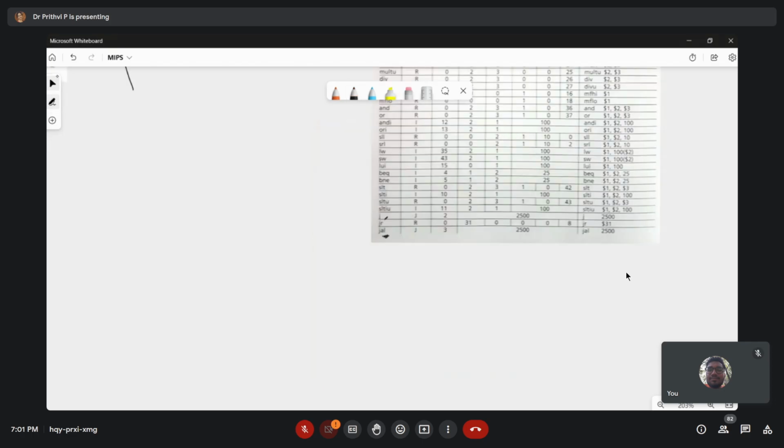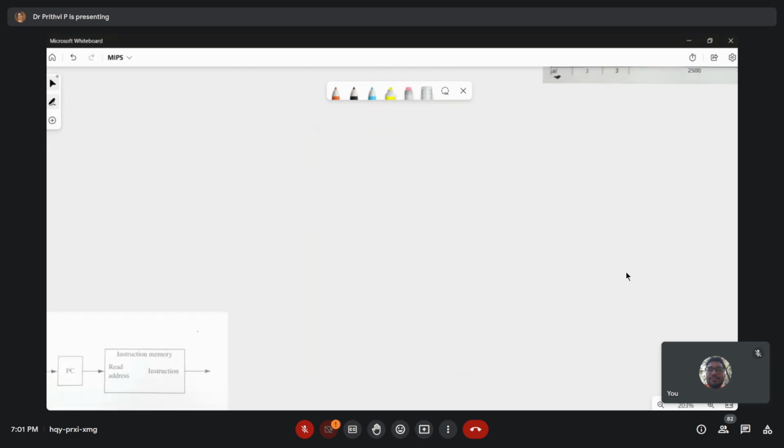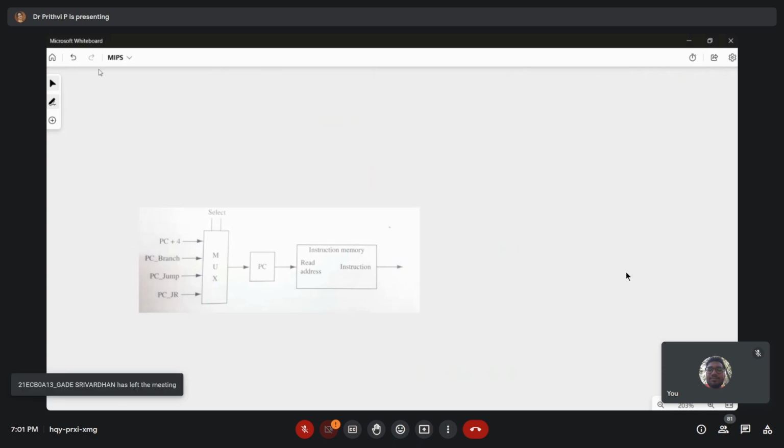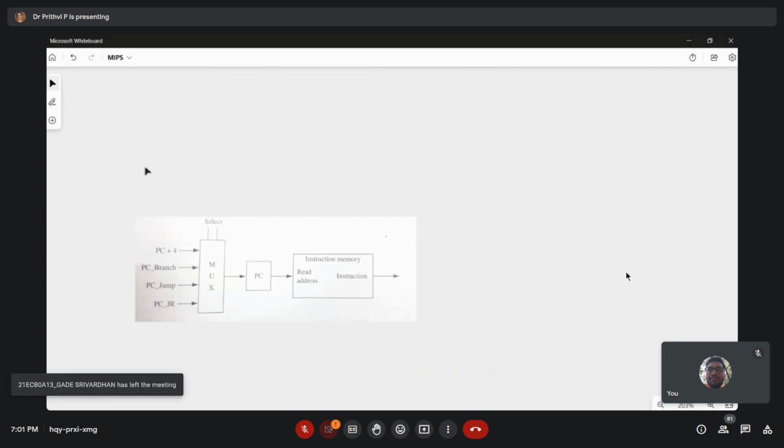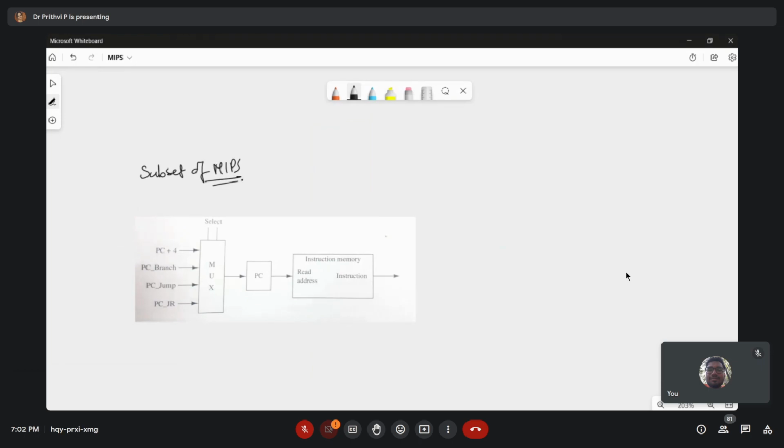Okay, and see here. When I want to implement a subset of MIPS, I need to mention the data paths and the way the instructions get executed. So to implement this subset, the design of the data path has to be done. What are the steps that will be taken to implement all these instructions?